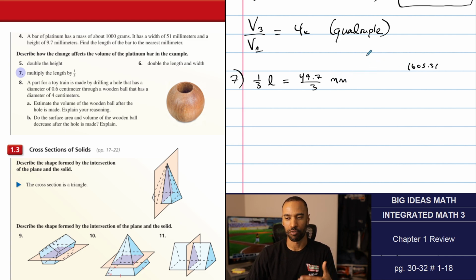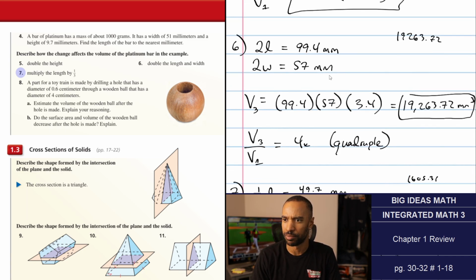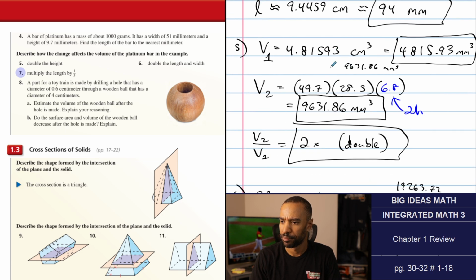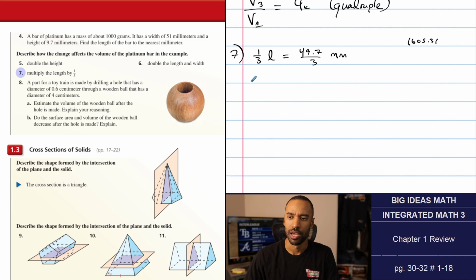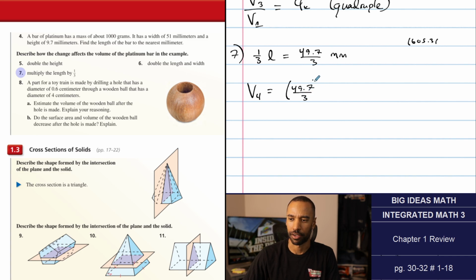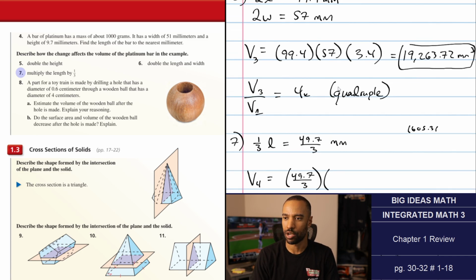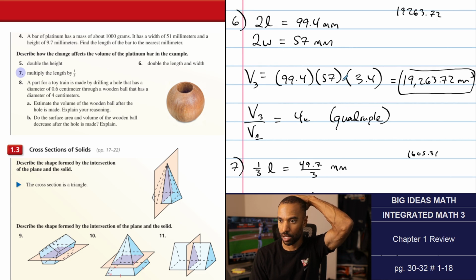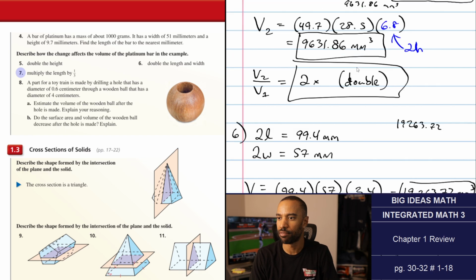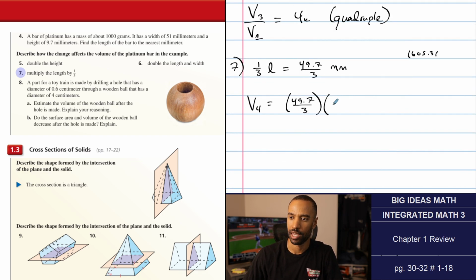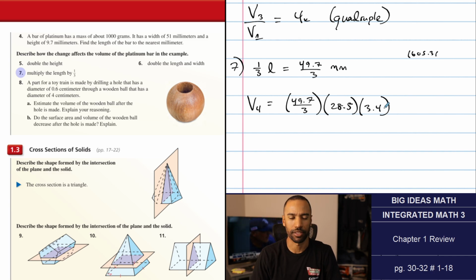And again, we're going to take 1/3 of what we have. There's a 3 that must be able to cancel here. Yeah, somewhere. There's something that must be able to cancel. So our volume of object 4 is our new length. I'll let the calculator take care of it anyway. Times the width. What's the original width? This is the hard part. I have to go back. 28.5 times 3.4. I'll just let the calculator take care of that one.